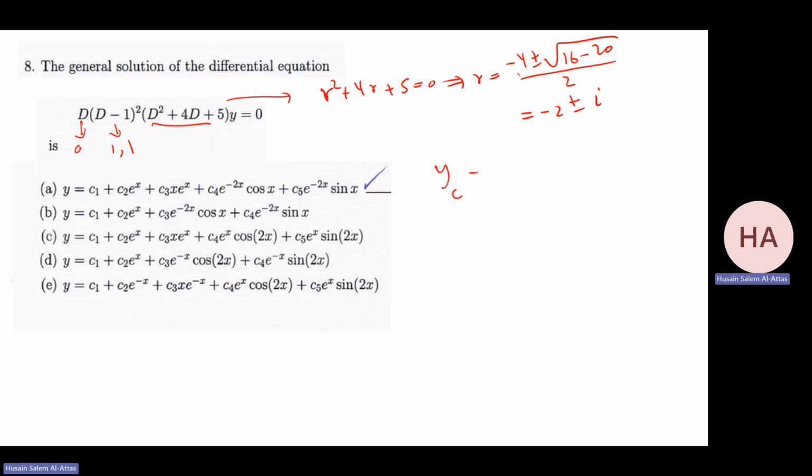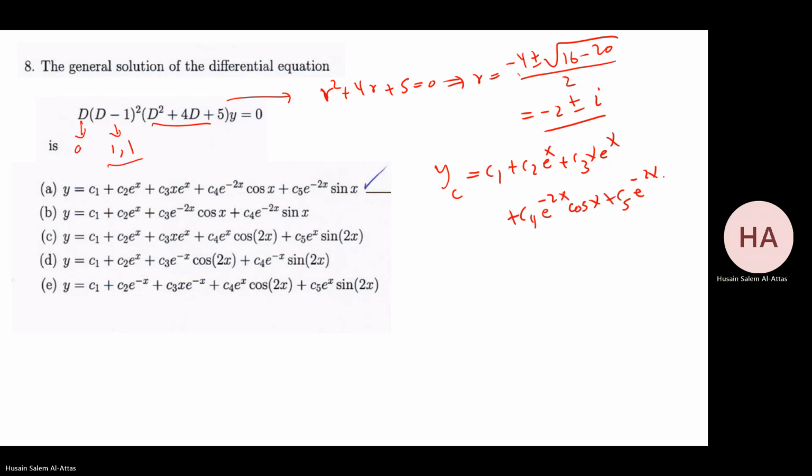So yc will be c1 e to the minus 2x cosine x plus c2 e to the minus 2x sine x. I have a double root, so I have c3 x e to the minus 2x cosine x and c4 x e to the minus 2x sine x. So this is the answer. This is correct. So this is the answer.